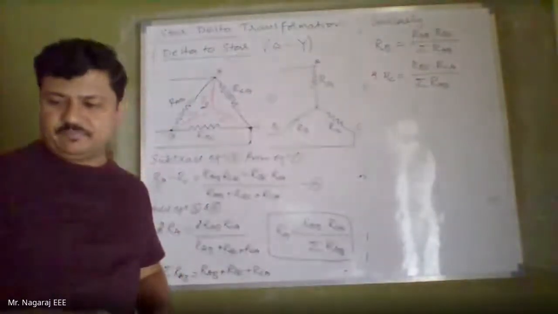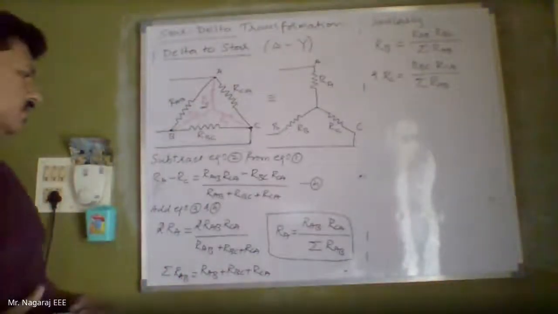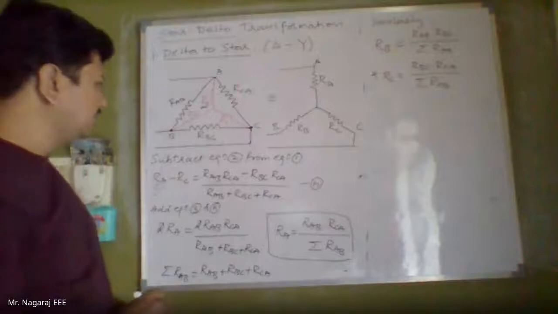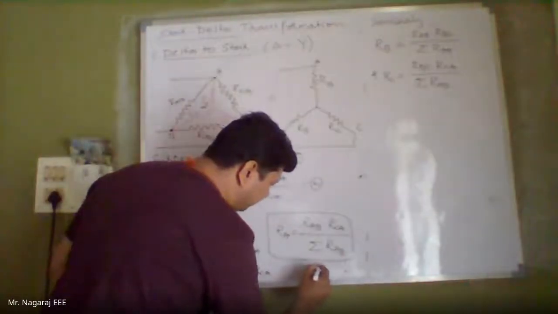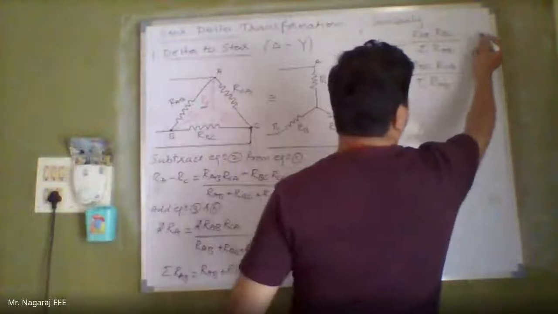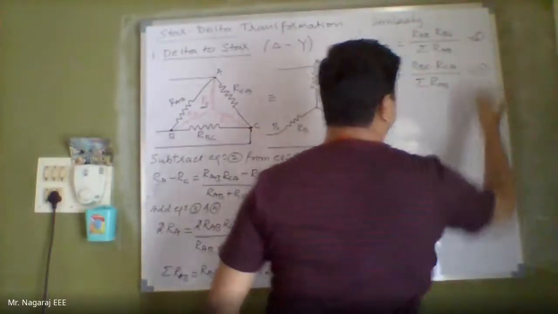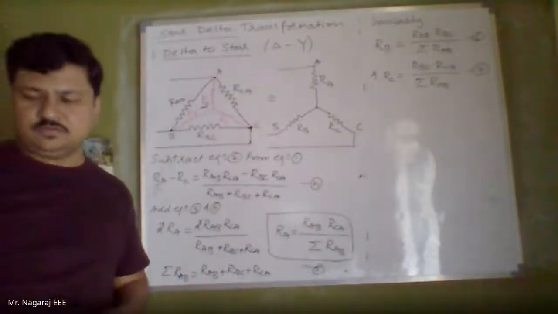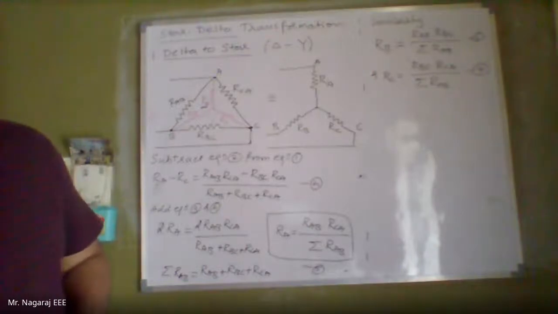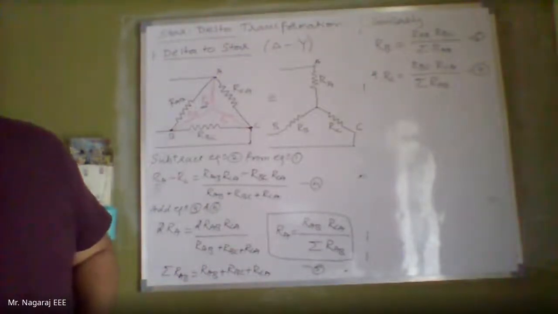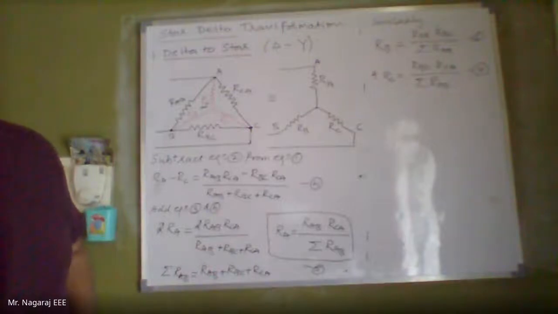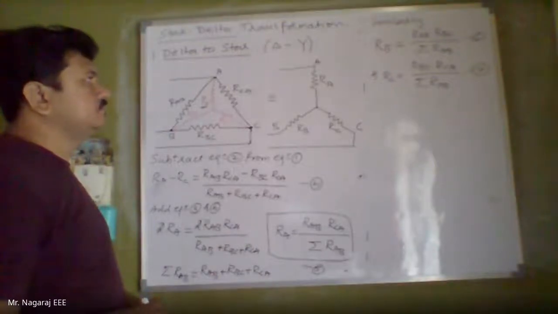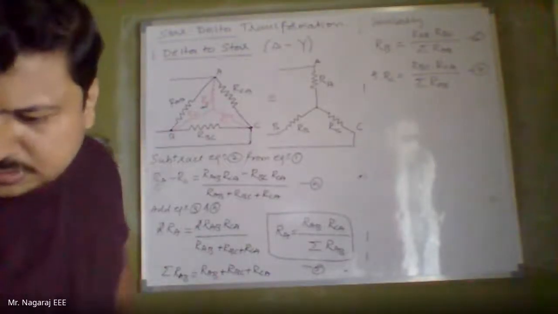So this is how I get the equivalent star from the delta. Now take RA as equation 5, RB as equation 6 and RC as equation 7, because I still have to find the equivalent delta from star. Next we will move to star to delta.